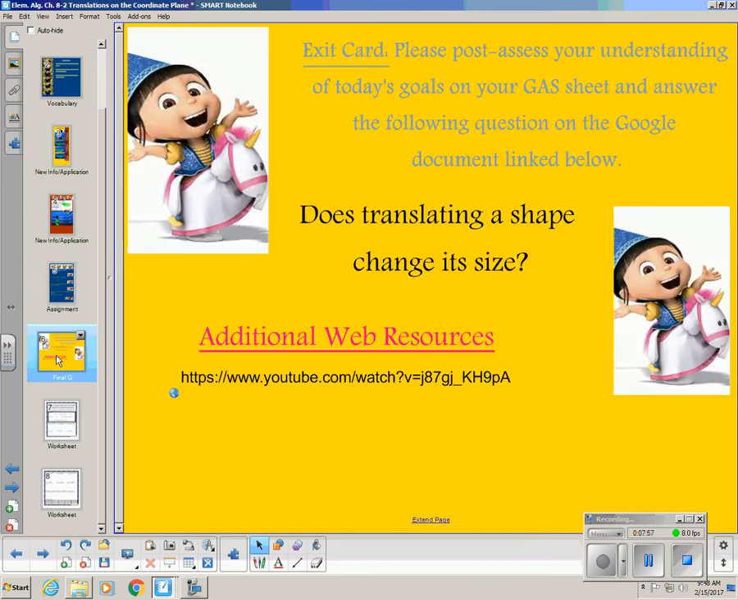Your final G for this lesson is, does translating a shape change its size? That's what you want to know. Write that final G in your notes. Highlight it or circle it somehow so it's easy for me to find.